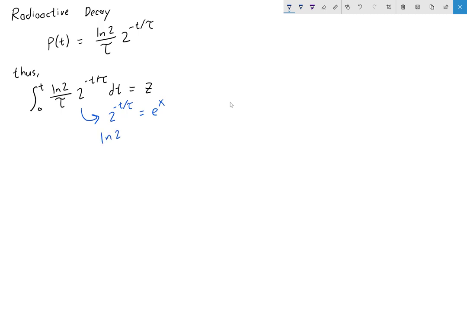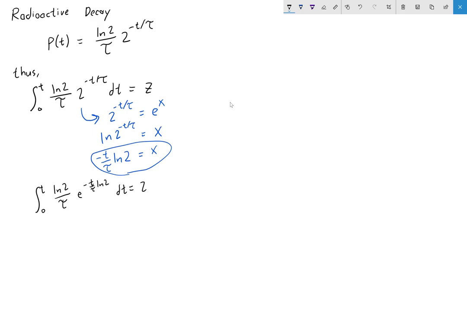If I take the natural log of both sides, the natural log of 2 to the negative t on tau is equal to the natural log of e to the x, which is x. Using the properties of logarithms, natural log of something to a power is equivalent to taking that power out front, multiplying the entire logarithm. And so there we go. This tells me that I can replace x in e to the x with negative t on tau multiplying natural log 2. So my integration can be rewritten. I'm just doing this so that I can solve the integration analytically. So I'm going to have the integral from 0 to t of natural log 2 on tau e to the negative t on tau natural log 2 dt is equal to z.